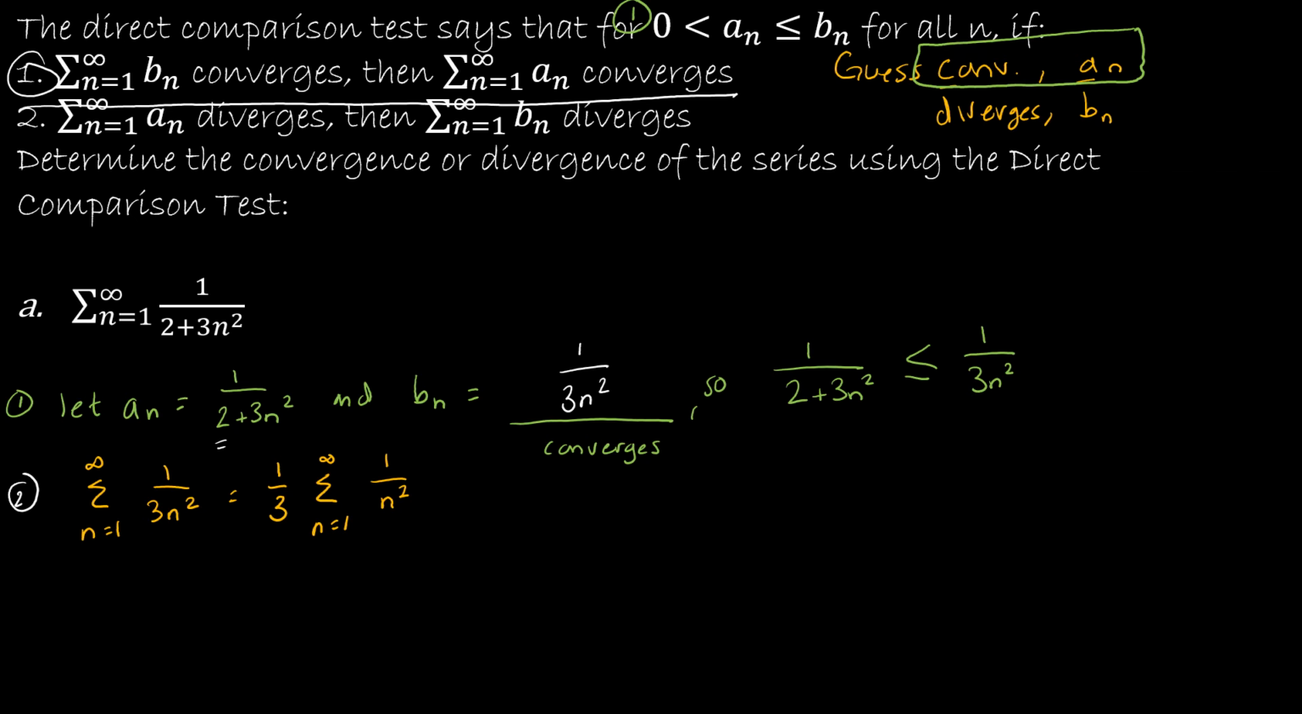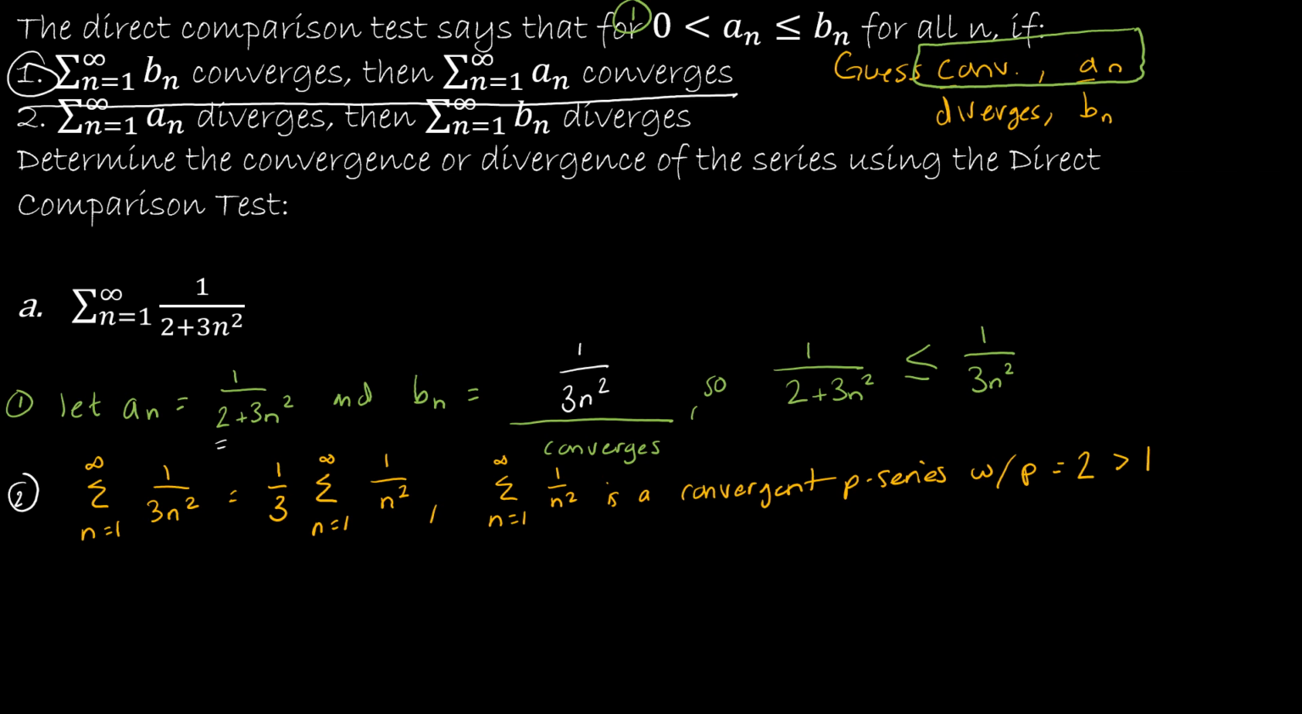So what is this series? Well, just like on our last example, I've got a base that is changing and an exponent that is remaining constant. This is a p-series. So I'm going to say that the series as n equals 1 to infinity of 1 over n squared is a convergent p-series with p equal to 2, which is greater than 1.